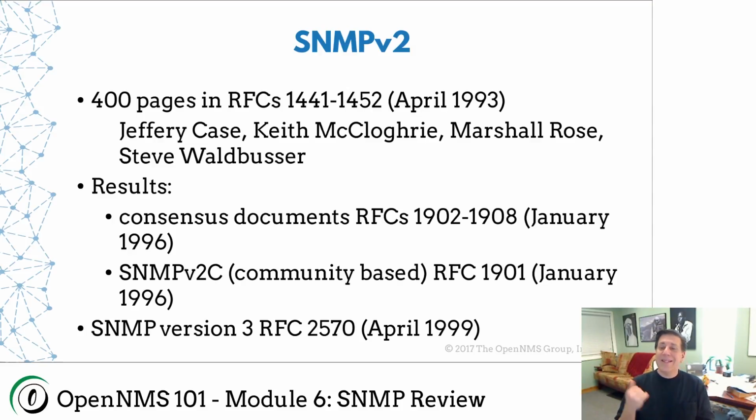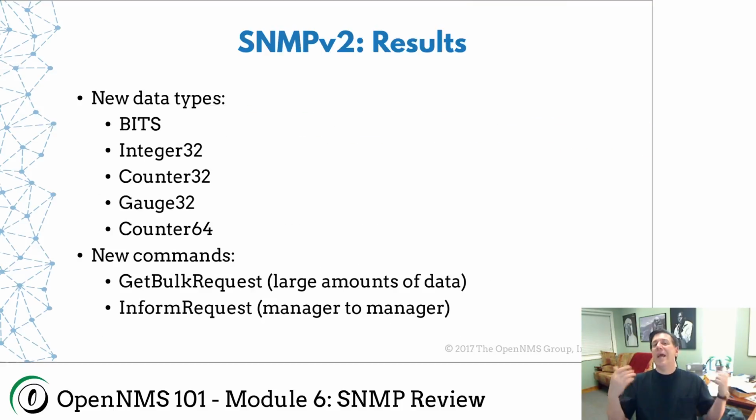So in 1999, they came out with SNMP version 3, which is basically SNMP version 2 with encryption. We'll talk about that in a second. So what did we get out of SNMP version 2? We got some new data types. The big one was Counter64. So we now got a 64-bit counter.